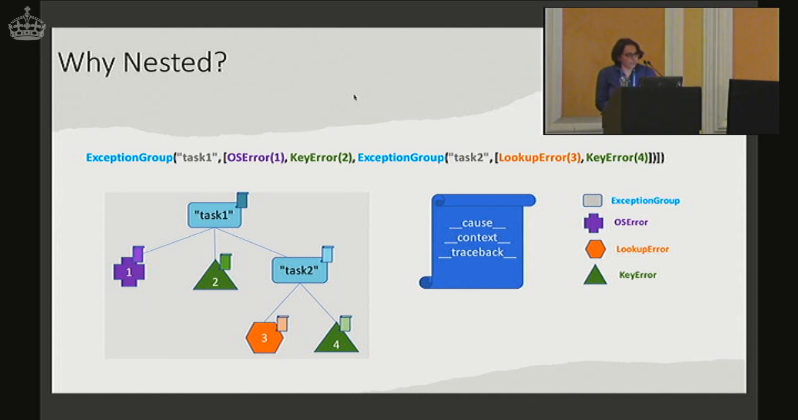In addition to that, every exception has some metadata on it. There are the cause and context, the chaining fields, and then there's the traceback of the exception. Exception groups have that too. If we get rid of the intermediate task 2 node, where do we put that metadata? So we did think this through, and the option of flattening into a list was considered, but we decided for these reasons not to do that.